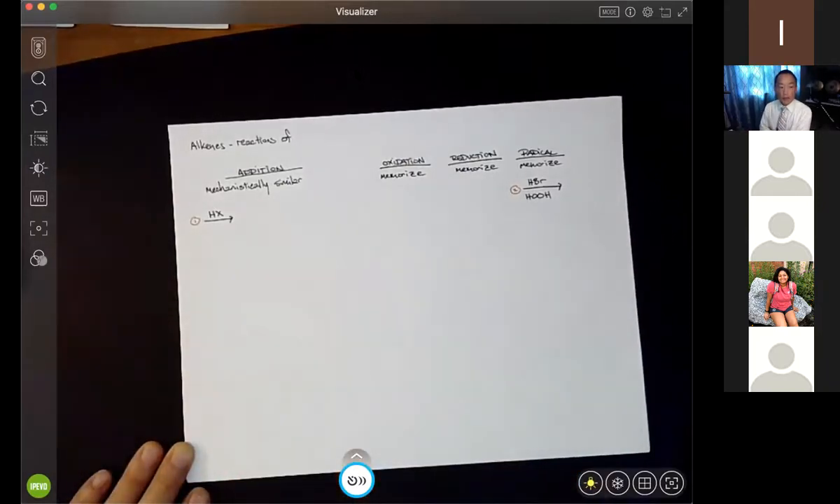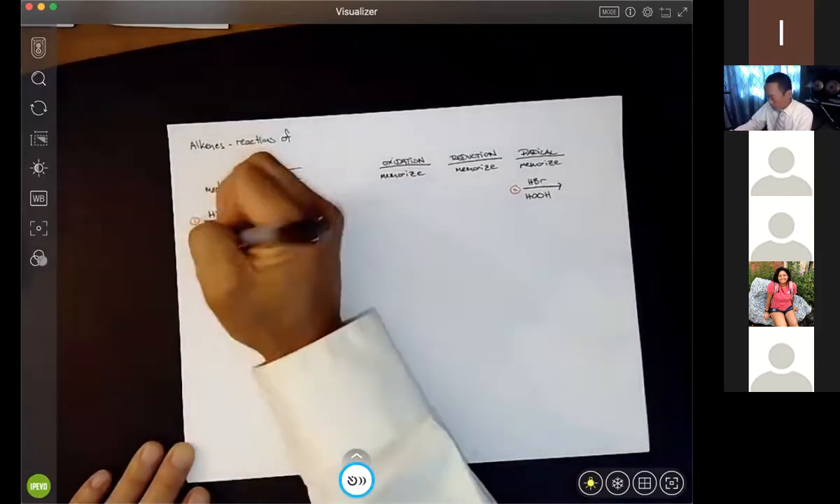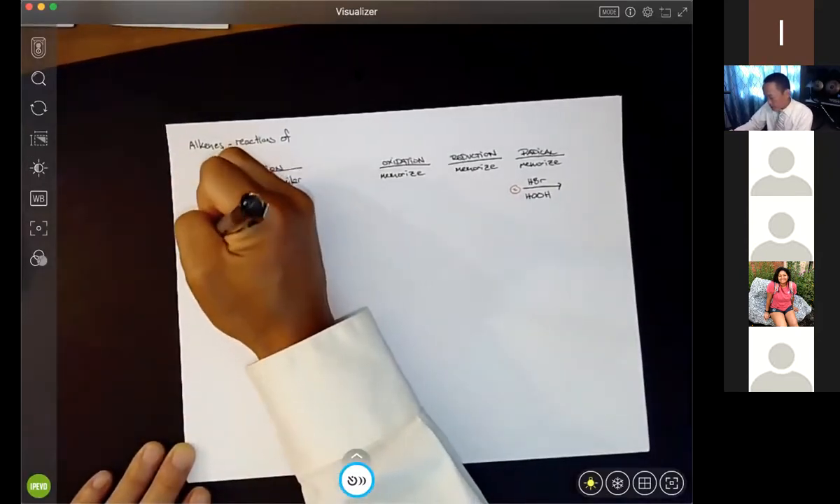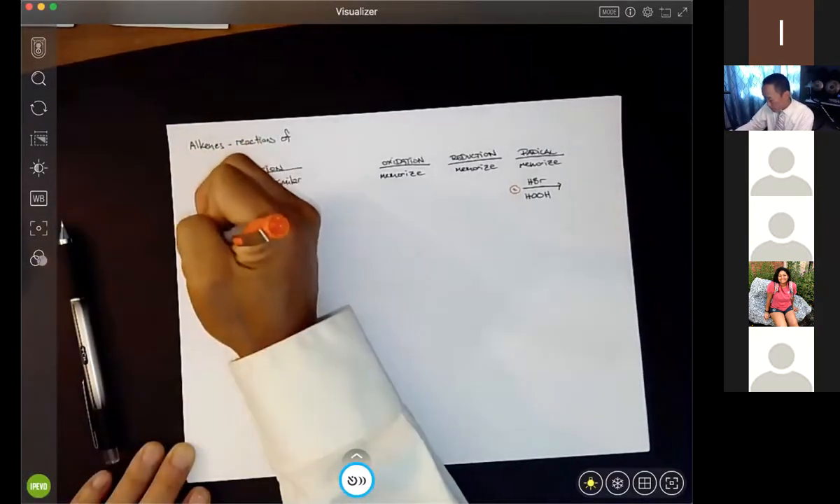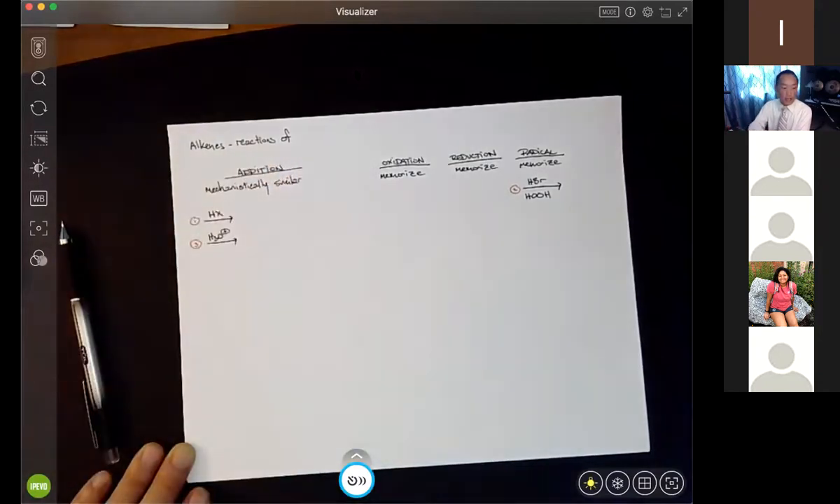Then moving on, we can add water to a double bond. And so this would be taking a double bond and adding OH to it. And so this would be reaction number three, the addition of H3O plus. And so this is an acid catalyzed hydration of an alkene, and that adds an OH group to that alkene.